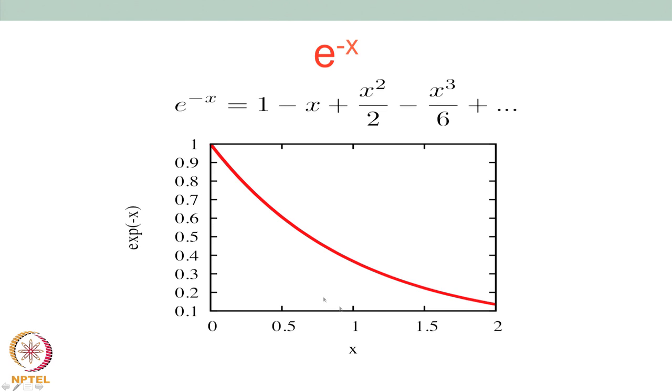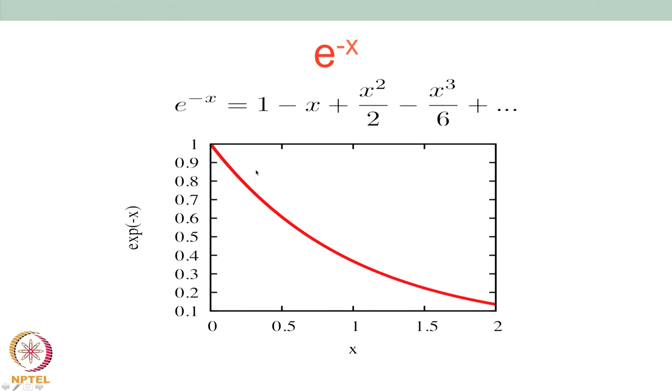So you can see that when x is 0, y is 1. When x became 2, the y already became 0.2 or close to 0.1. So it has decreased a lot when x increases up to 2. So this is a decreasing function.